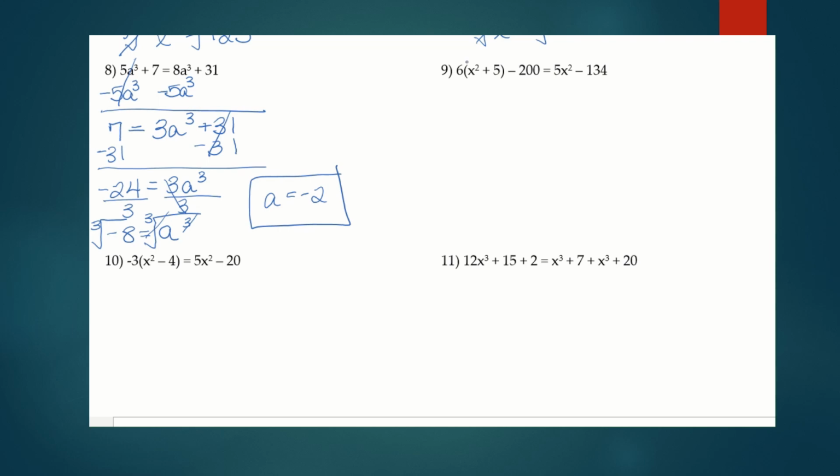For number 9, let's start by distributing the 6. That gives me 6x squared plus 30 minus 200 equals 5x squared minus 134. Now seeing this 30 and negative 200 on the same side, I can go ahead and combine those because they're like terms. So this gives me a negative 170.